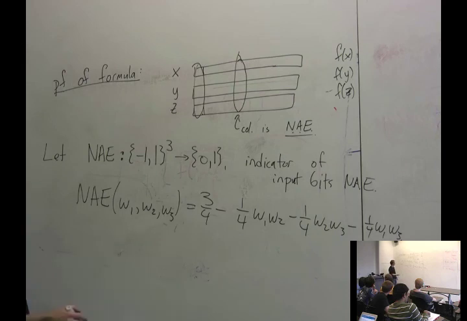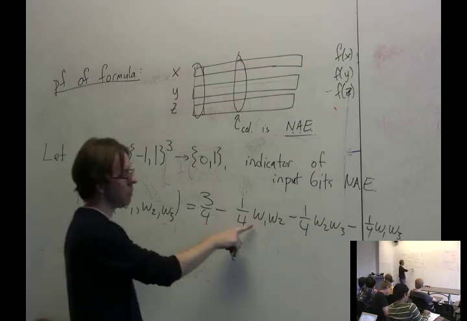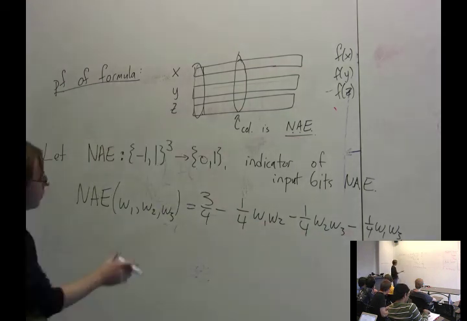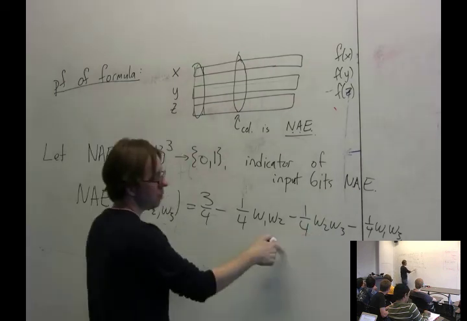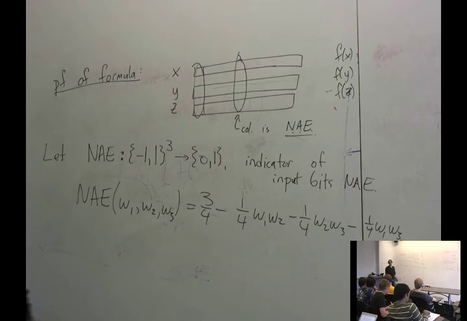And you can just check it for yourself now. Like, if all three of these guys are 1, then you get 3/4 minus a quarter, a quarter, a quarter. That's 0. If 2 of them are 1 and one of them is -1, then 2 of these products will be -1. You'll get 3/4 plus a quarter minus a quarter. OK, take my word for it. That's the formula.